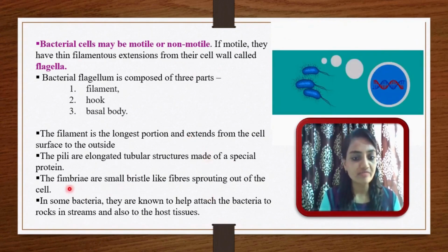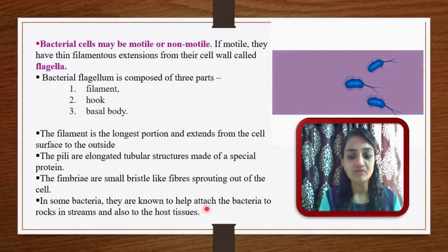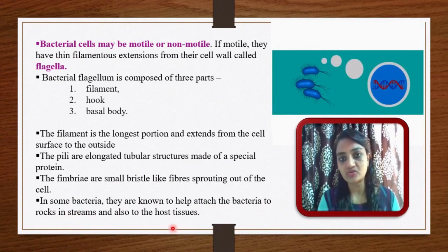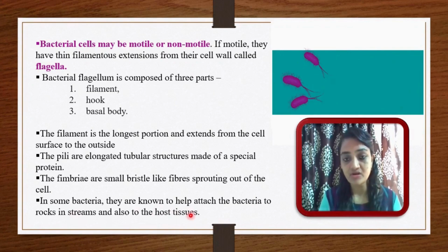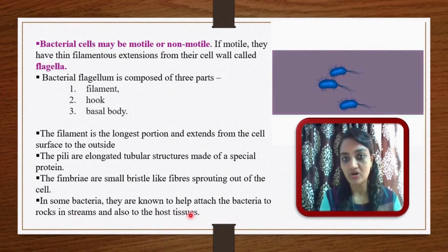The fimbriae are small bristle-like fibers sprouting out of the cell. In some bacteria, they are known to help attach the bacteria to rocks and in streams, and also to host tissue. So this is very important in causing disease. In the host organism, they are responsible for causing disease.